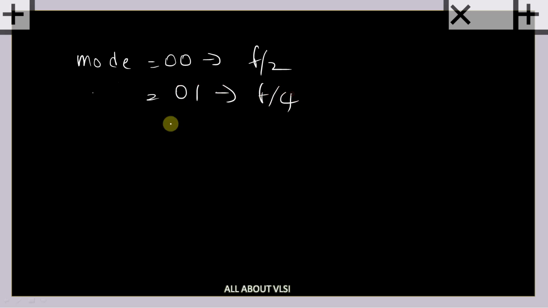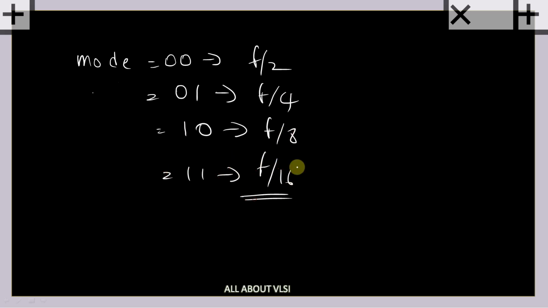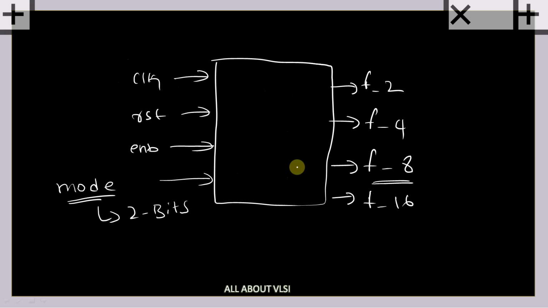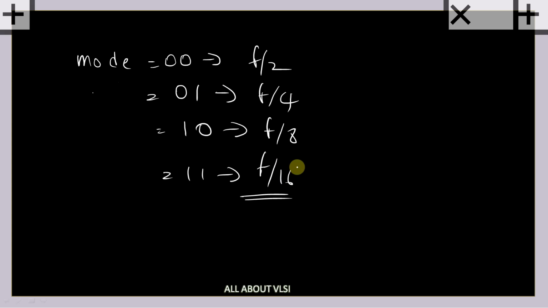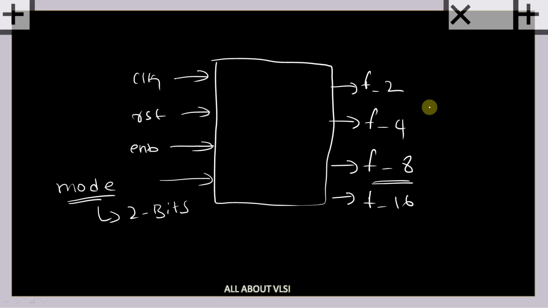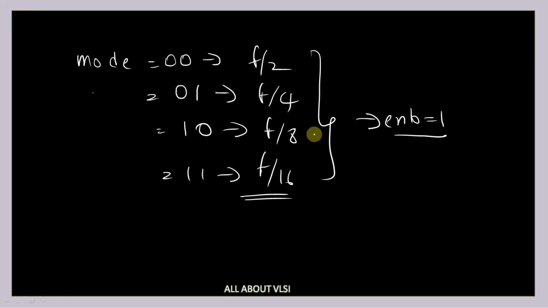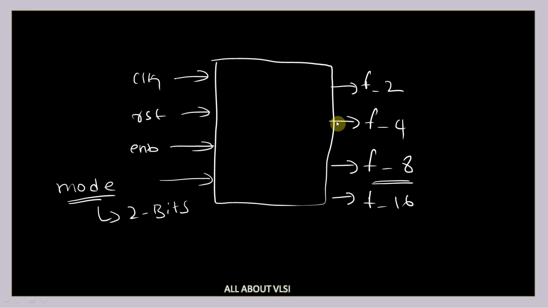Depending upon your mode signal, if your mode is equal to 0, 0, you need frequency division by 2. If your mode is 0, 1, you need frequency division by 4. If you have 1, 0, you need frequency division by 8. And if you have 1, 1, you need frequency division by 16. This is our requirement. Depending upon your mode signal, and only whenever your enable is equal to 1, your frequency divisions are going to happen. If your enable is equal to 0, your frequency division is not going to happen. And depending upon your mode signal, this particular operation should happen. Okay, so how to do this?